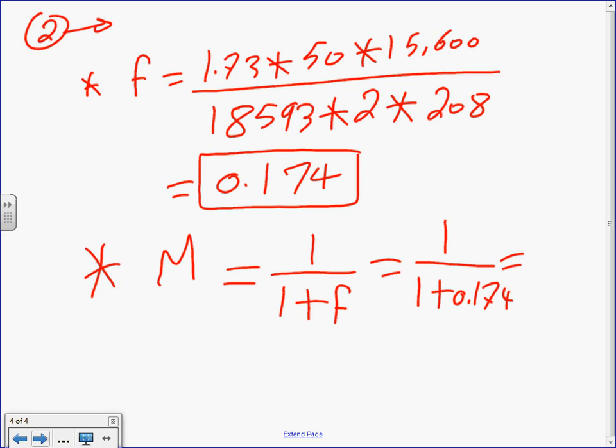0.174. So I need 2 gentlemen to agree on one answer. 1 divided by 1.174. What did you guys come up with? How much? 0.85. Second? Okay, 0.85. So this is a 0.85. Darren, this is your percentage. Any comments, guys? Any questions?